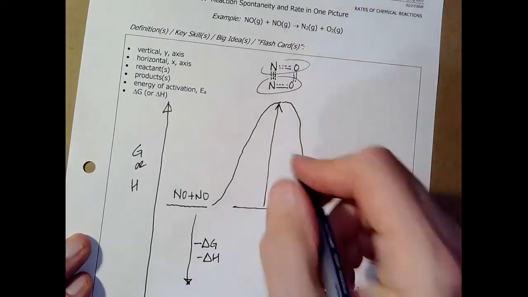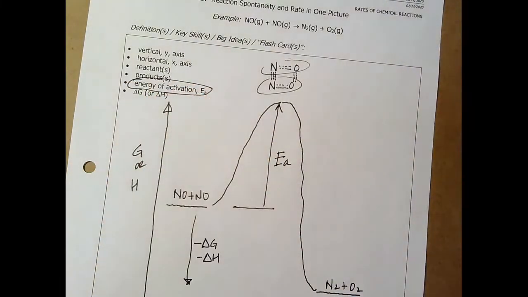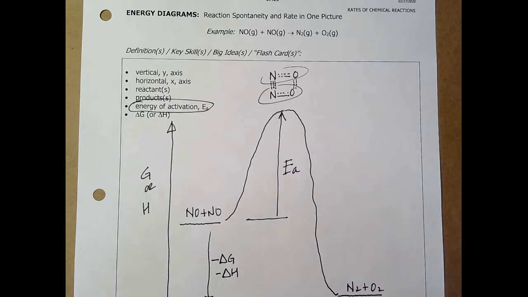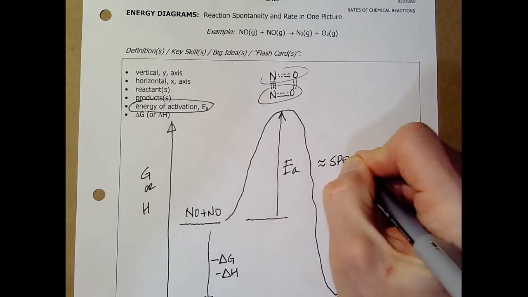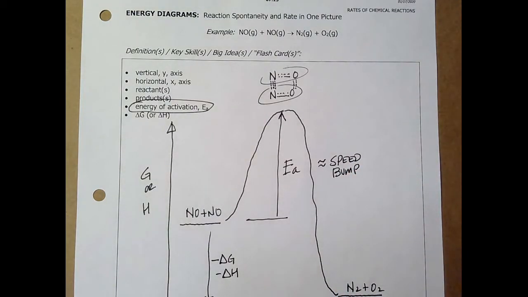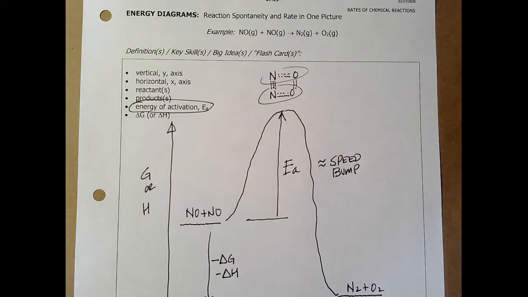That is the energy of activation right there. That's the amount of energy it takes to get a reaction started. Now, we're going to think of it as a speed bump. So we can say, oh, if it's a really big speed bump, we can make some guesses about how fast the reaction is going to happen. Big speed bump, slow reaction. Small speed bump, fast reaction.